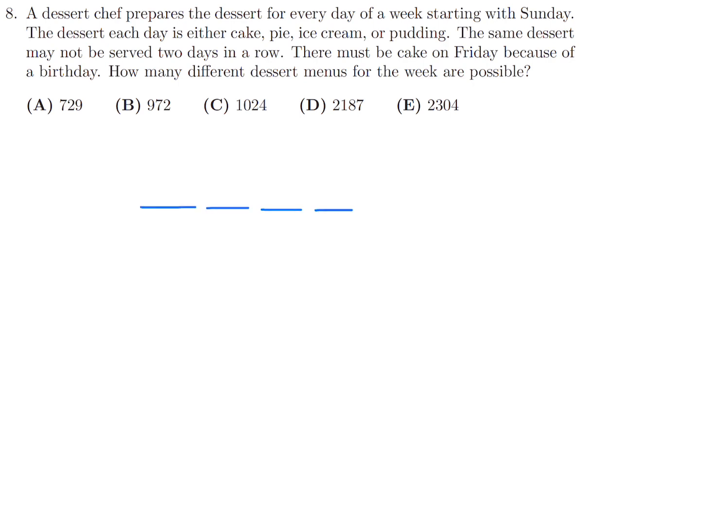We have 7 days for this week, of course, and Friday has to be a cake, and this is Sunday, Monday, and so on. Now, the clause in this question is that the same dessert may not be served 2 days in a row. So, for example, on Sunday, we can put any of the possible choices. There's 4 of them.